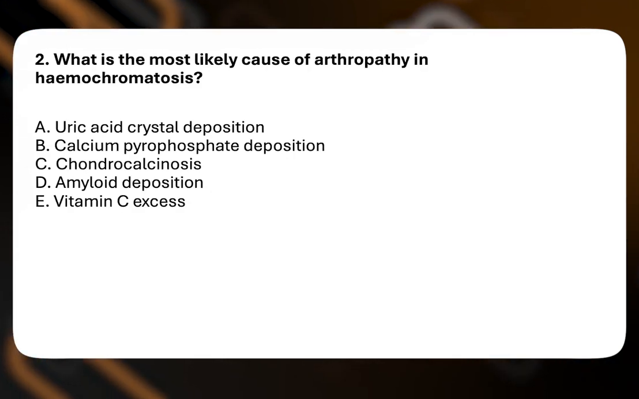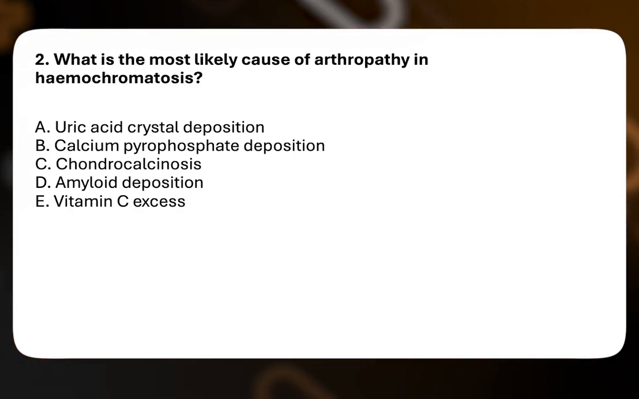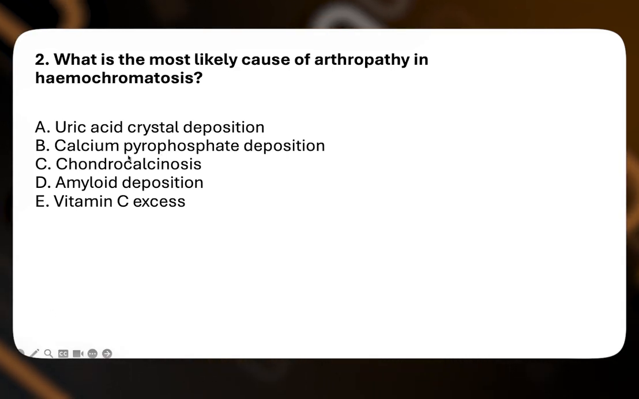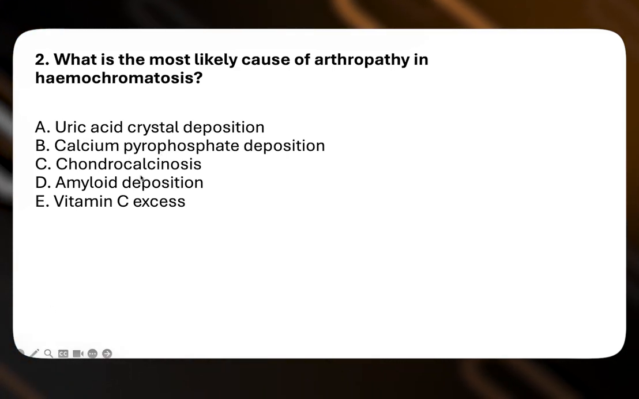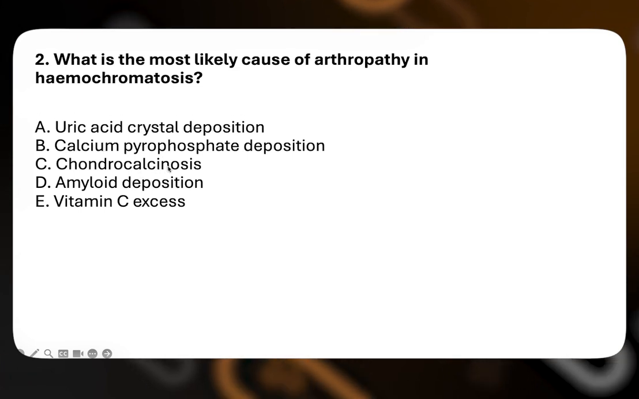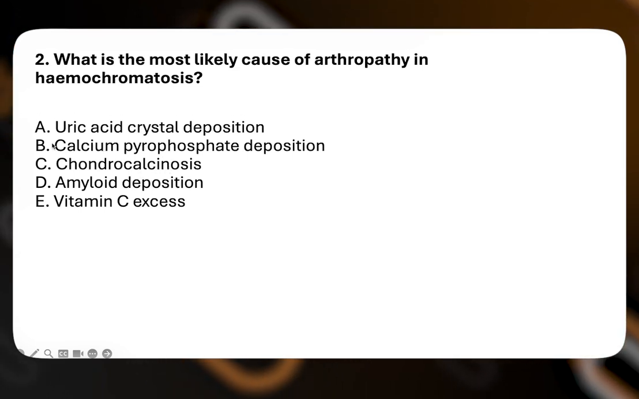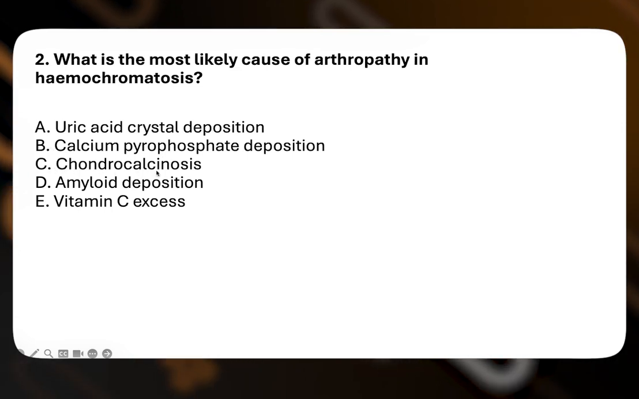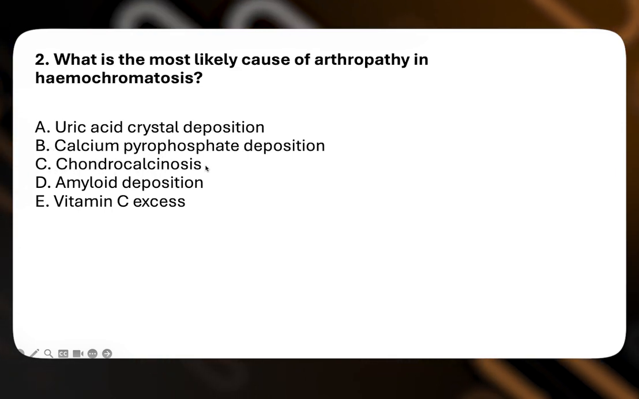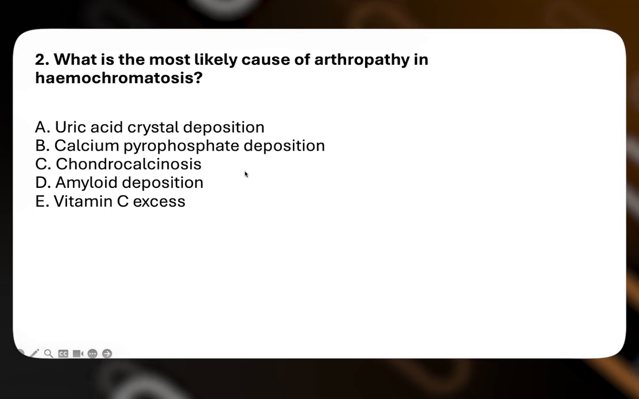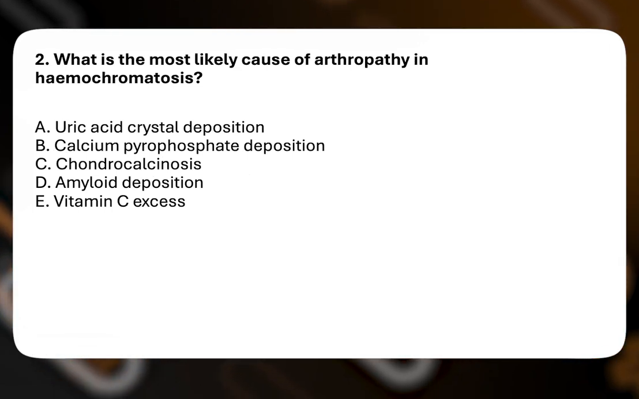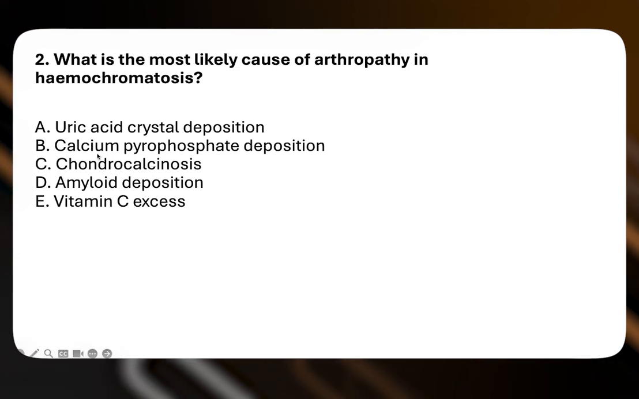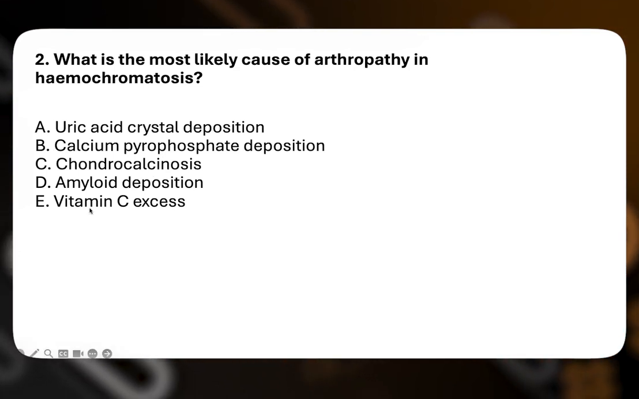What is the most likely cause of arthropathy in hemochromatosis? That is actually chondrocalcinosis. Even option B is okay. If you don't have chondrocalcinosis, you can tick B also, but the most appropriate is chondrocalcinosis. Because of iron deposition we call it chondrocalcinosis, but it is indistinguishable from calcium pyrophosphate deposition. But if both options are there, then you choose chondrocalcinosis.